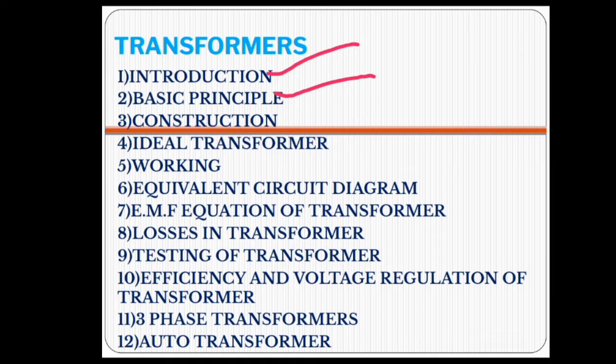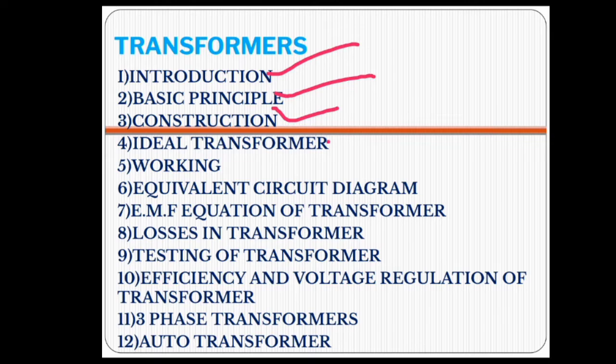Next, coming to the construction of the transformer. Mainly, a transformer consists of two parts. One is the core and the second one is the winding. There are other constructional elements also. When I start construction, I will explain clearly the main parts of transformers.